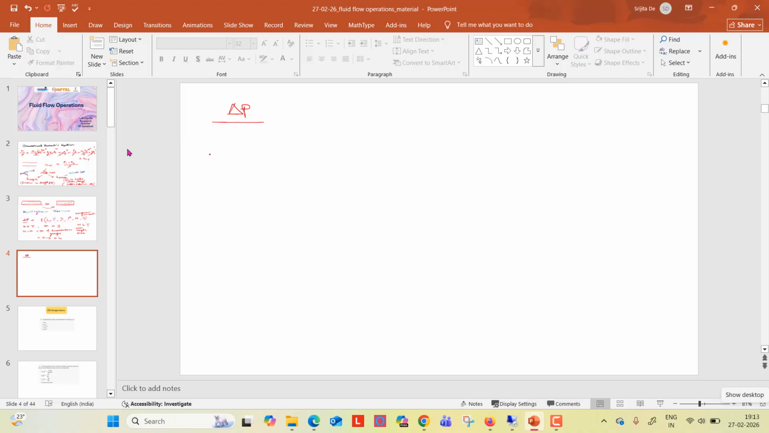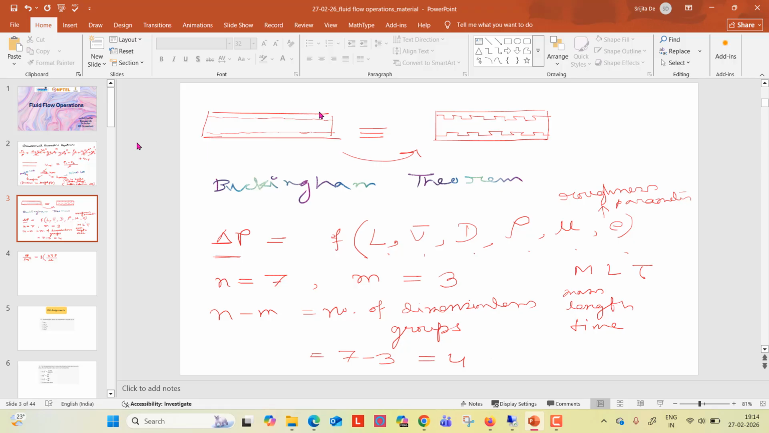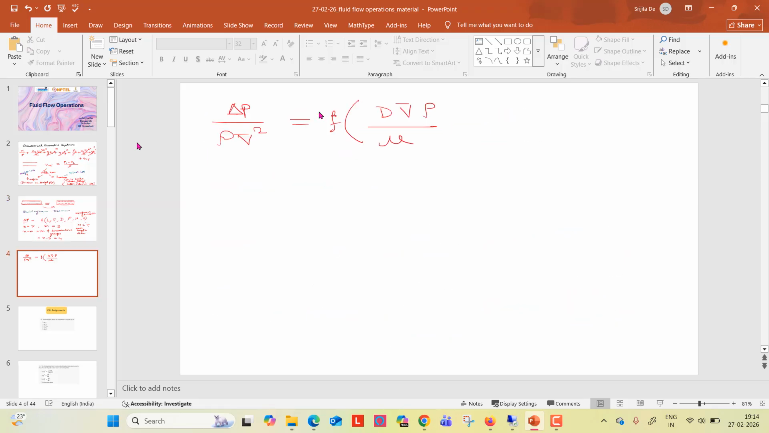So we can take two terms, like rho v square. Suppose we are taking this, and how can we functionalize it? We can functionalize it like d v rho by mu. All the terms are functions. You have seen in the previous slide that all of these are under the delta p. So you can represent this like this: L by d and E by d. Now these terms we know, and that is why we are predicting this.